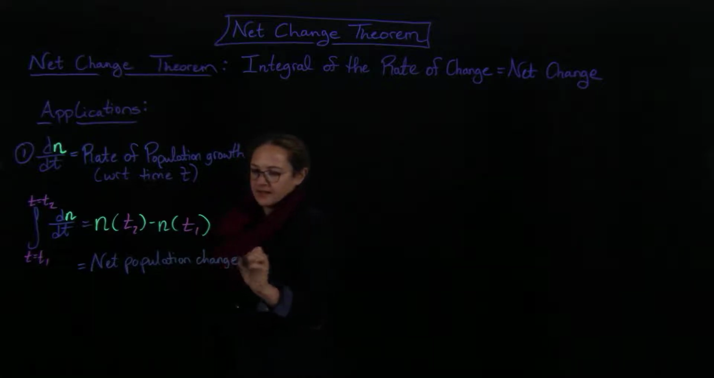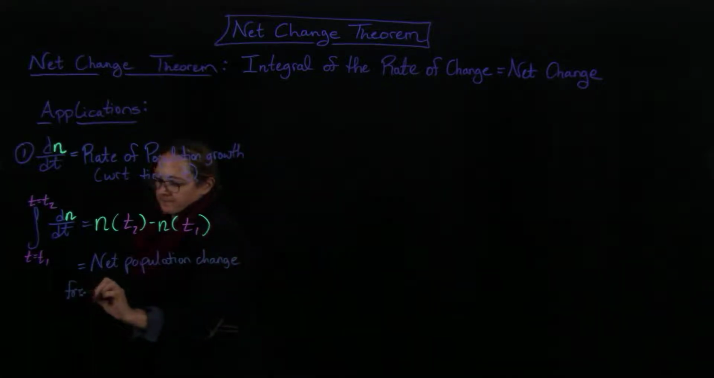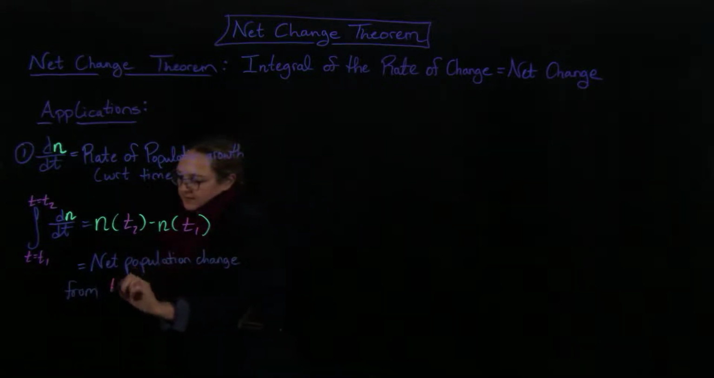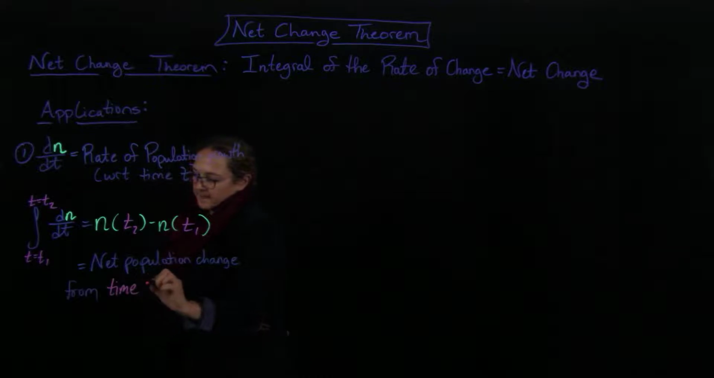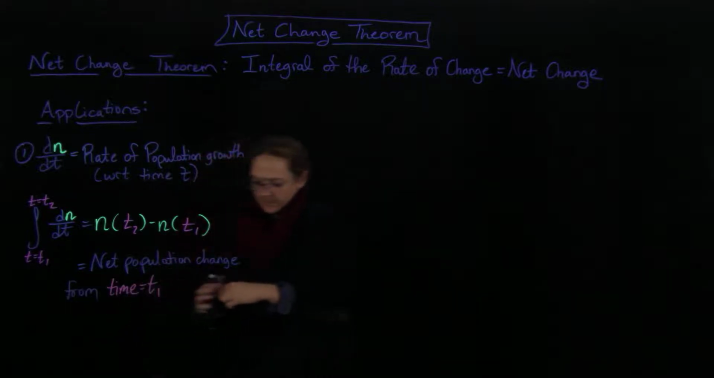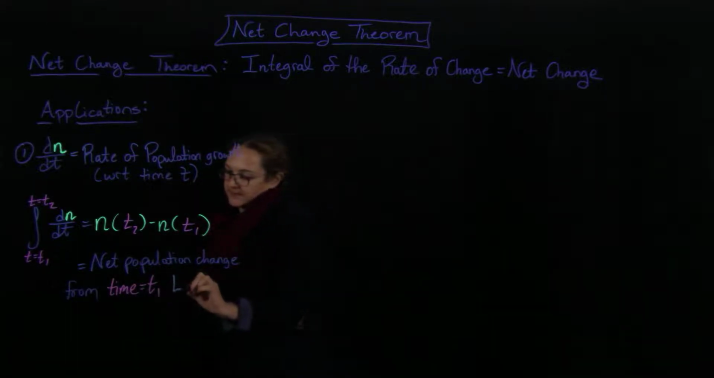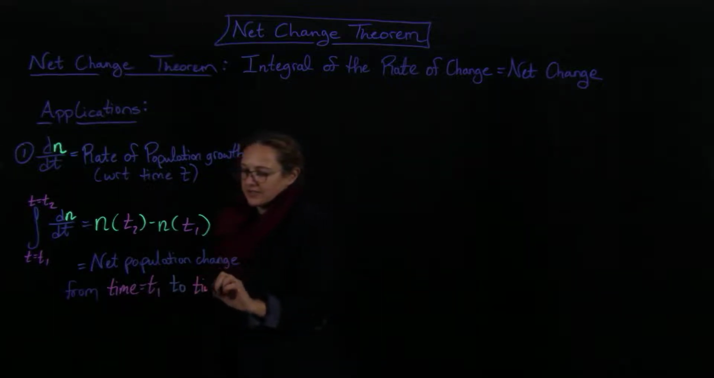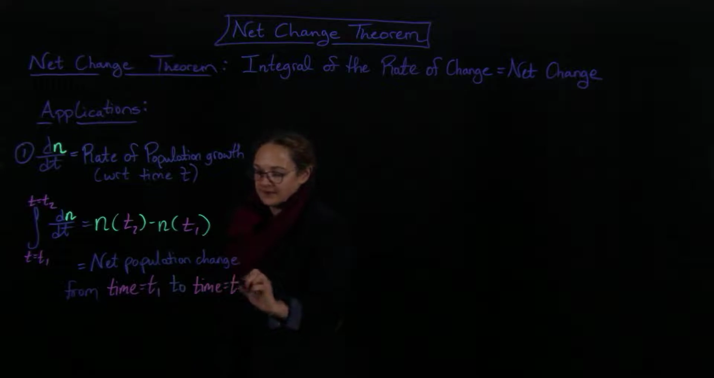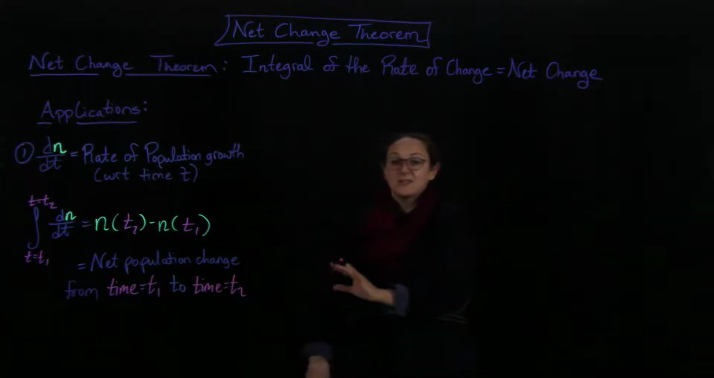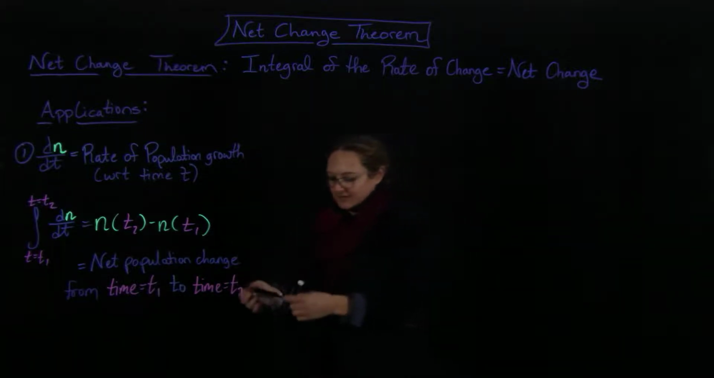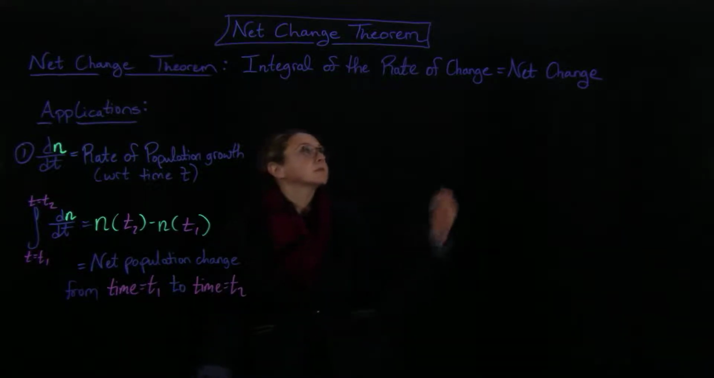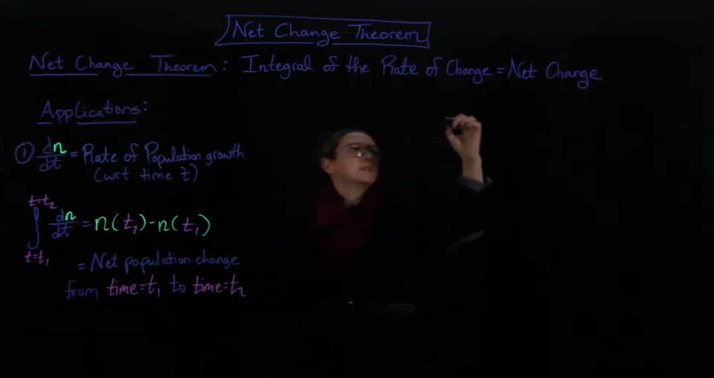As we go from time t equals t1 to when we go to time t equals t2. So we're looking at how the population increases over that interval from the time t1 to the time t2. And what did we do? We integrated the rate of change. Okay, so let's look at another example. So that's our first application. Our second one will be over here.